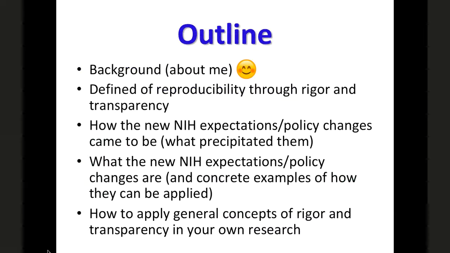So I kind of personalize this talk. If you've ever seen me give a talk before, I'm not really a textbook guy. I like to show you how I apply things. When I give lectures about the lung, I show data from my own lab. I'm actually going to show you some data today, just to reinforce what these policies and procedures mean to a PI or an investigator. And then finally, how to apply these general concepts of rigor and transparency in your own research.